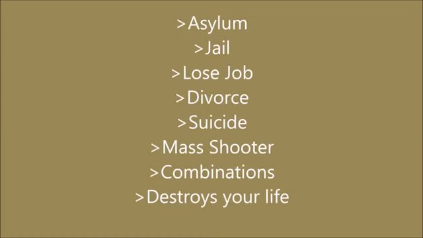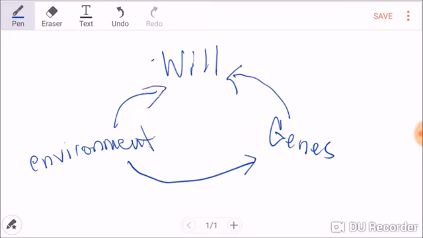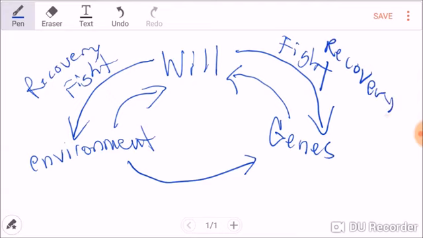And these are some of the other things that happen. You could go to an asylum, jail, lose your job. You could get a divorce, suicide, mass shooter, or a combination of all these things. It could all basically destroy your life. And here we have your environment. It affects your genes, and your genes affect your will, and your environment affects your will. But your will could also affect the environment, and your will could also affect your genes. What this means is you could affect your environment, and you could affect your genes, which means you could fight back. And not only could you fight back, you could recover by simply willing it. You could will it to happen.